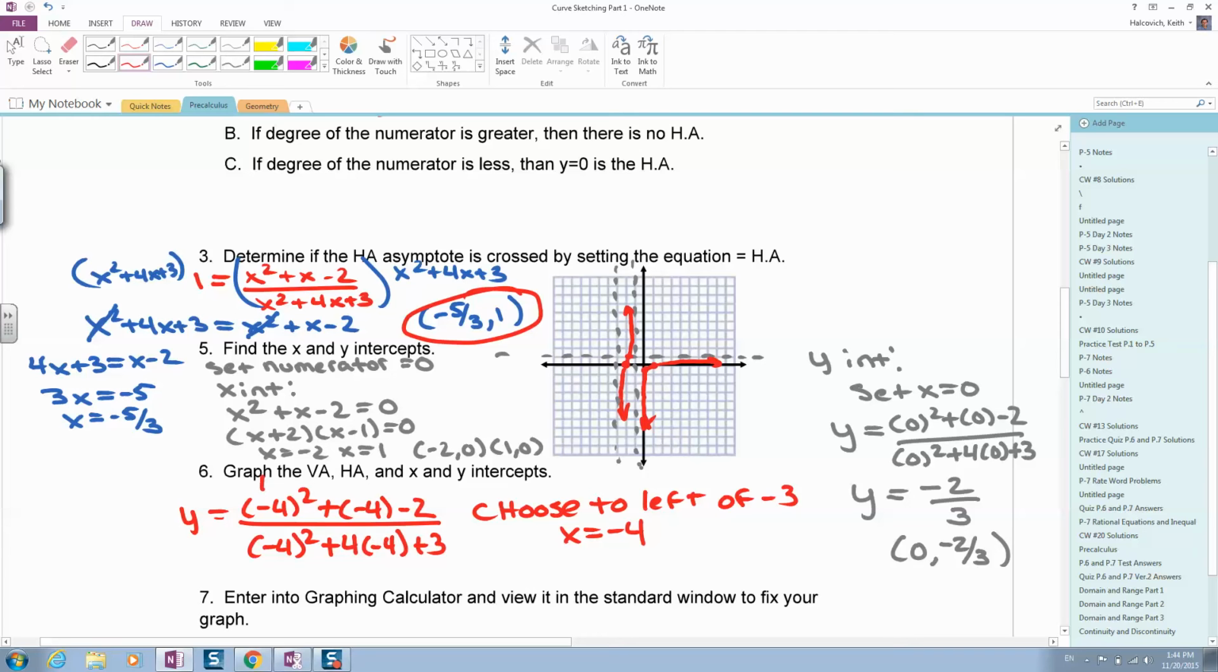Notice we get 16 minus 4, which is 12, minus 2, which is 10, and 16 minus 16 plus 3 is 3. So the point is -4 and 10/3, which means it's 3 and 1/3. So 1, 2, 3, and 1/3 right there. So it's going to follow the asymptote up that way and to the left there. And there is our full graph.